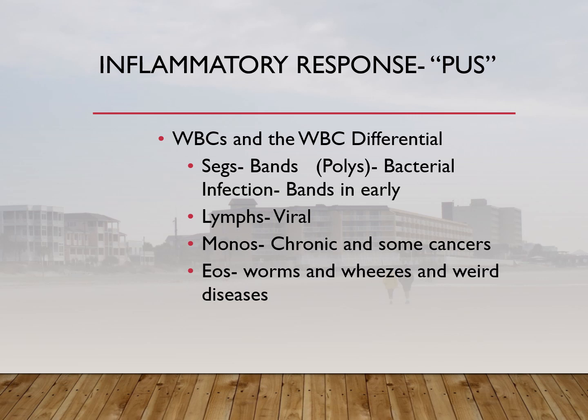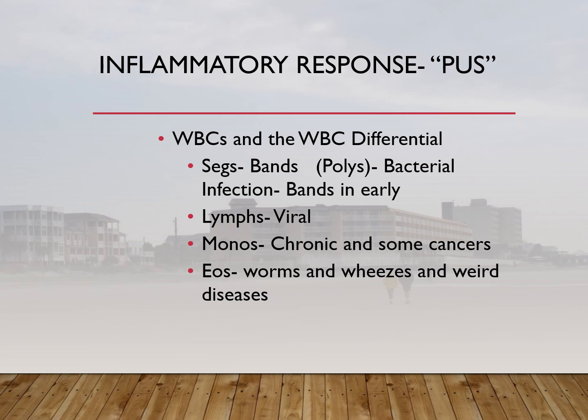Bands are when the polymorphonuclear leukocytes are immature. They only have one little band around them. And so in acute infection, lots of times the body will pump out a lot of bands. The other name that you'll often see on a blood count now are IGs, or immature granulocytes.